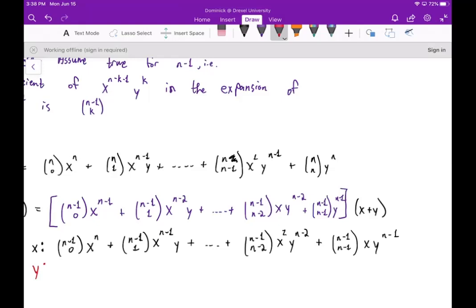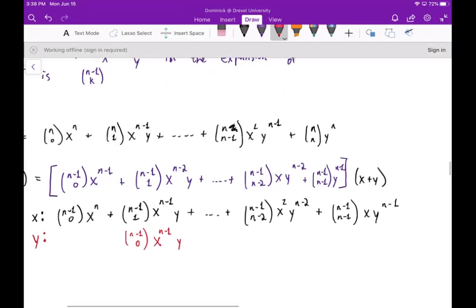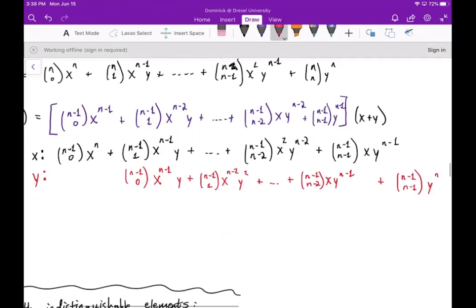Okay, now let's multiply through by y. If we multiply through by y, then we're going to have an n minus 1 choose 0, x to the n minus 1 y, basically everything's going to be shifted over, plus n minus 1 choose 1, x to the n minus 2 y squared, plus dot, dot, dot, plus n minus 1 choose n minus 2, x y to the n minus 1, and then plus n minus 1 choose n minus 1 of y to the n. Okay, now we just have to combine like terms.